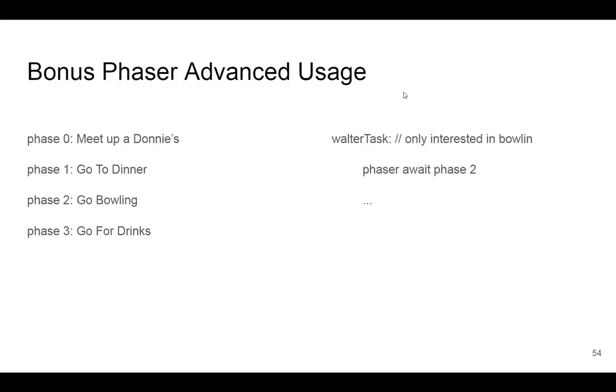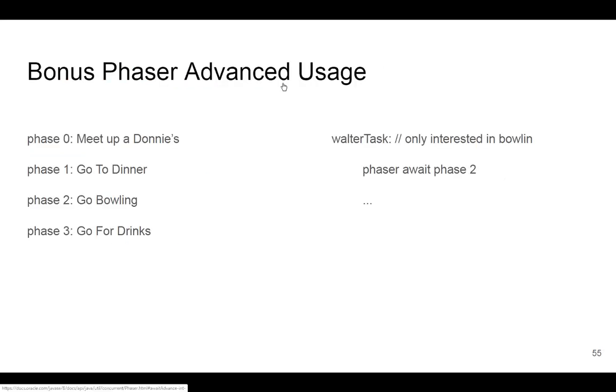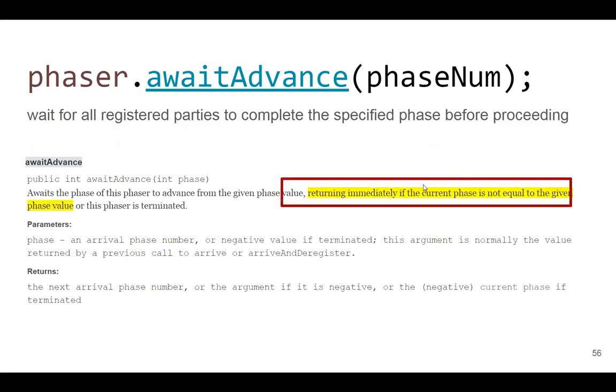The bonus sort of advanced usage for this is, let's say that this is phase plan and Walter is not interested in anything else. Walter just wants to show up. Walter's only interested in bowling. He could use this await advance on some phase number and just make his own task, not register or anything, and just say, I'm going to wait for Faye to reach phase 2 before it moves on.